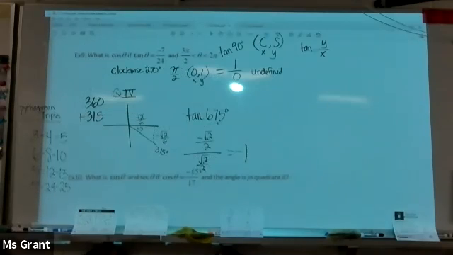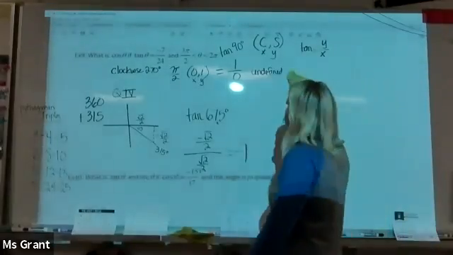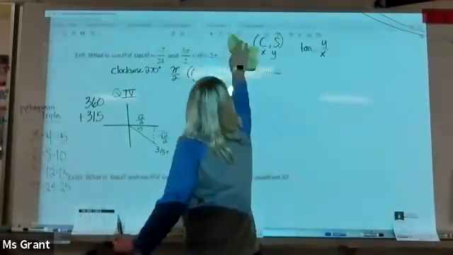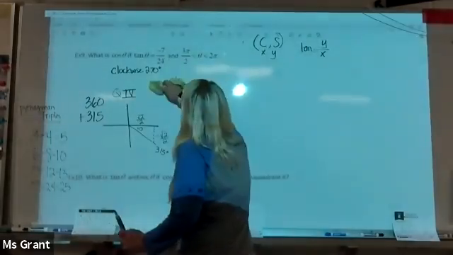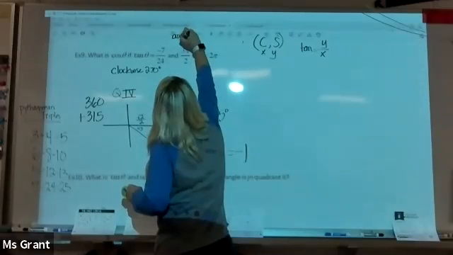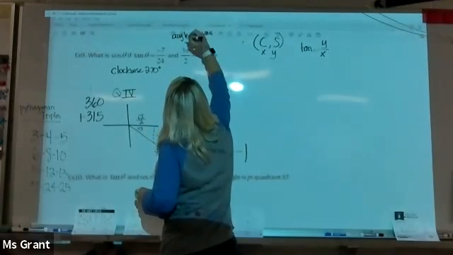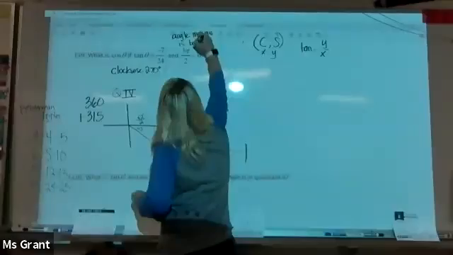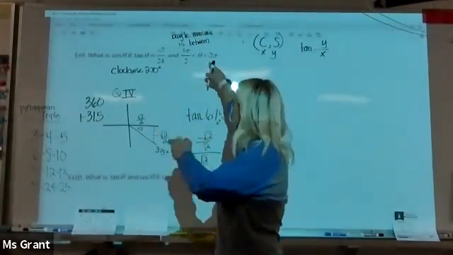It says, what is the cosine of theta if tangent of theta is... So they're telling me a tangent, which is y over x, opposite over adjacent. They're also saying the theta, the angle measure, is between 3 pi over 2 and 2 pi.